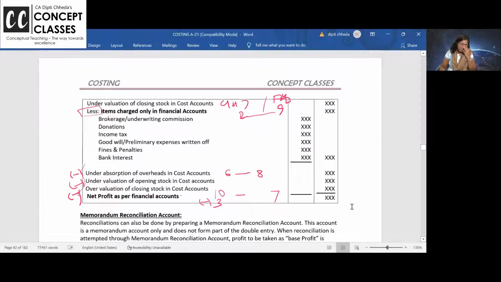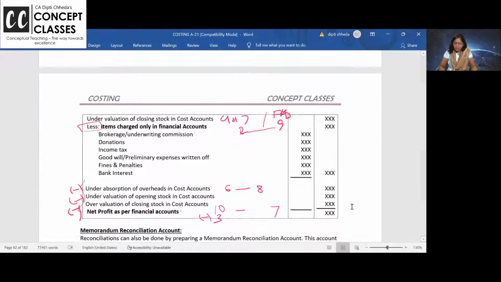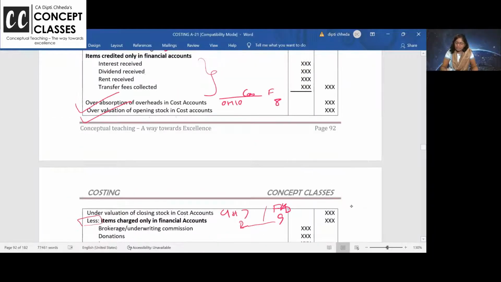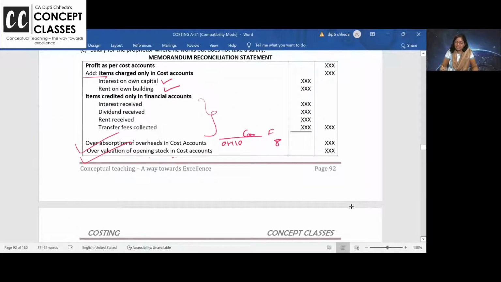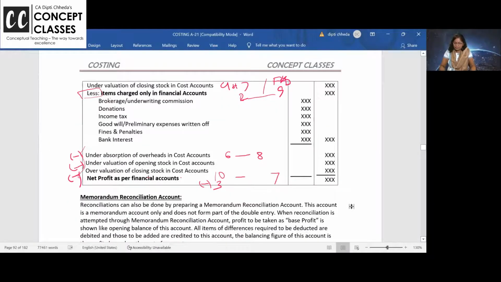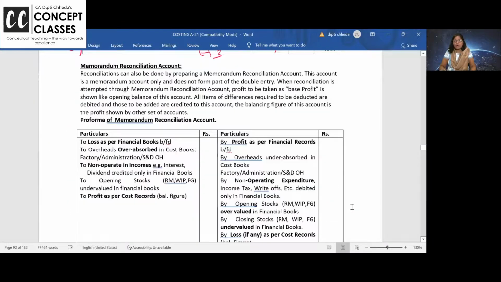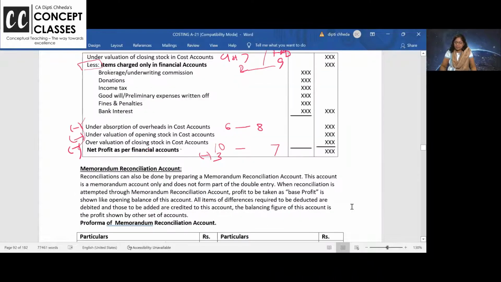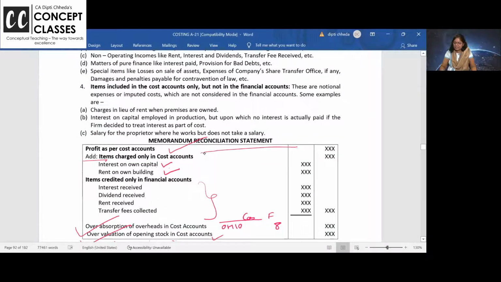Otherwise you will write everything correct but add instead of less, and less instead of add. So don't memorize that overvaluation of opening stock is always add. It depends upon which profit you are starting with, and in which books the overvaluation is, costing books or financial books. Is this much clear or do you want more reasoning? This was the memorandum reconciliation statement.